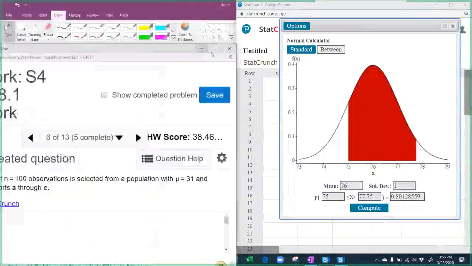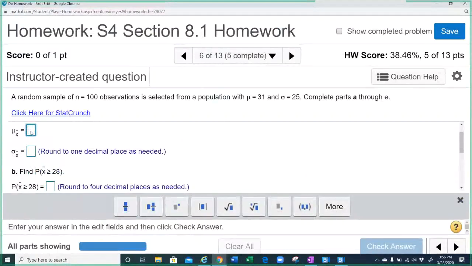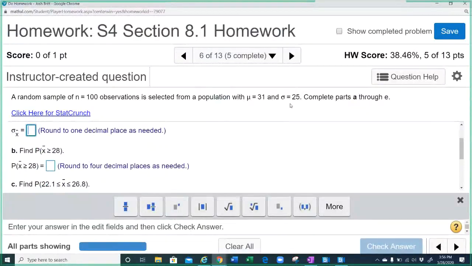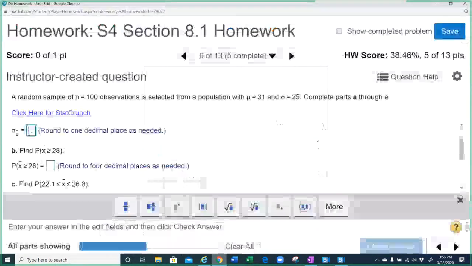Okay. As you can see, this is pretty much the same kind of stuff. So here again, mu sub x bar is always equal to the regular mean, which is 31. Standard deviation to 3 decimals is going to be sigma divided by square root of n. So 25 divided by the square root of 100. I'll do this one for you over here. So 25 divided by square root of 100, and that gives 2.5. So 2.5 is the standard deviation.